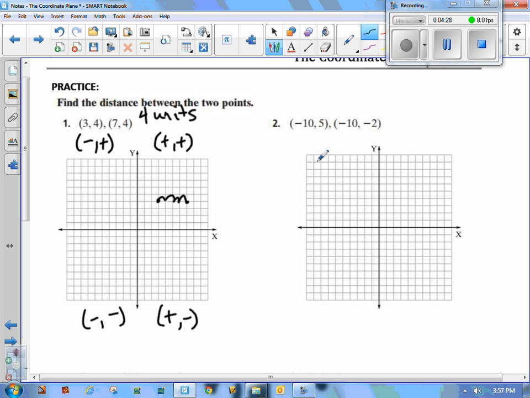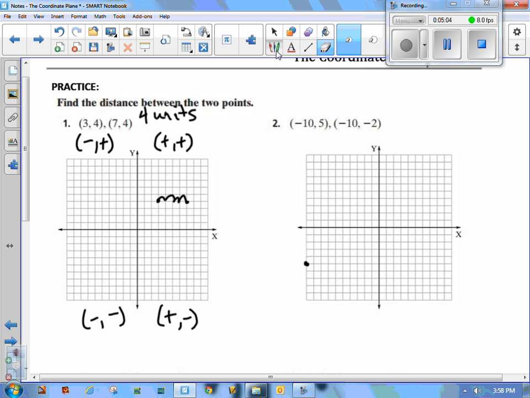If I look at number 2, I'm not going to rewrite the coordinates, but we can use the ones from number 1. I have a negative and positive, which means this should be somewhere in quadrant 2. It says to go over negative 10, so starting at the origin, go to the left 10. 1, 2, 3, 4, 5, 6, 7, 8, 9, 10. So right here. And down 5. 1, 2, 3, 4, 5. So this is really where my point would be.